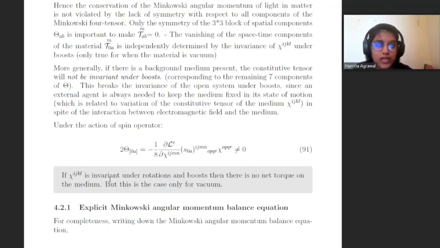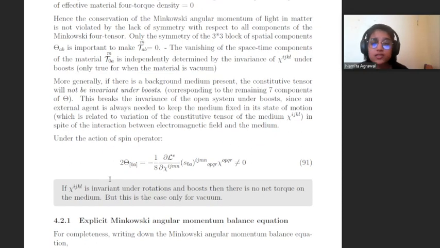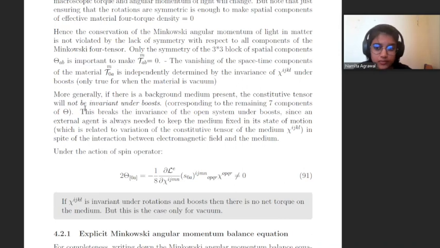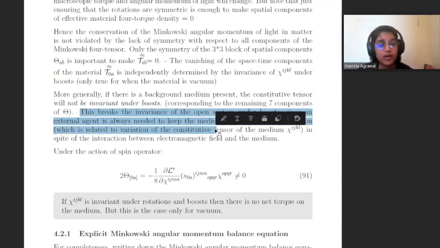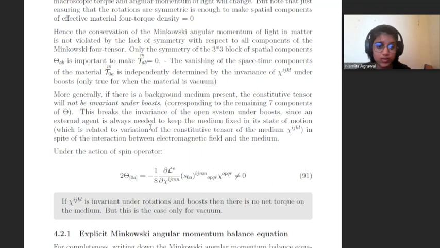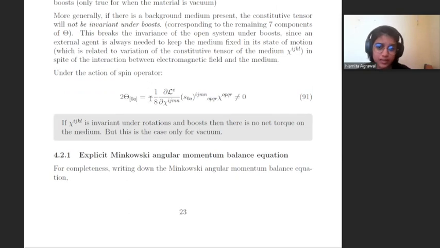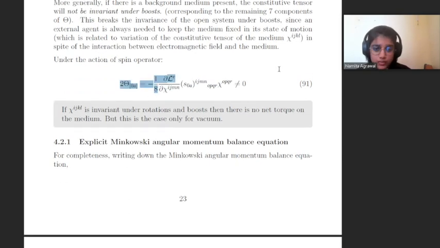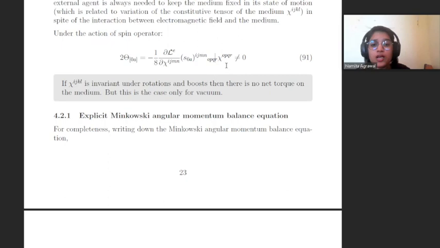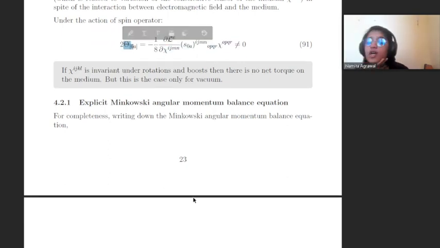This is the spin operator related to the antisymmetric part of the Minkowski tensor. So again, just for completeness, writing down the Minkowski angular momentum contributions. This is the balance equation. Again taking the case where there's no flux, I'll get a conserved quantity, that is the Minkowski angular momentum, under those three assumptions.